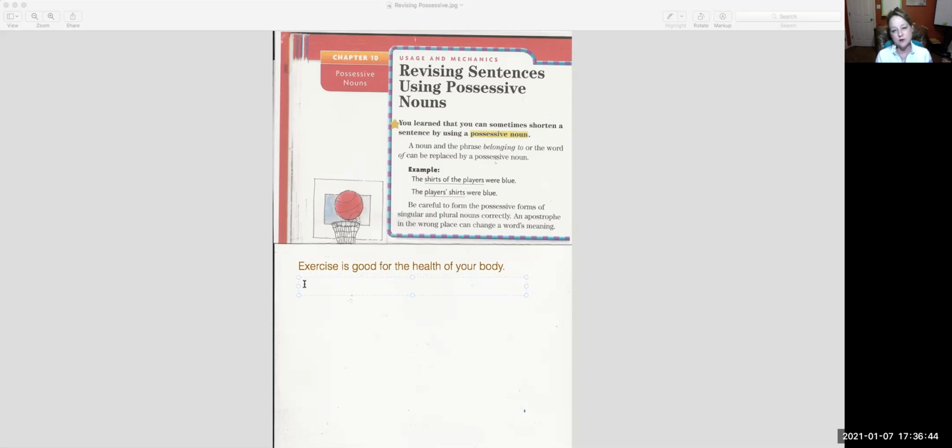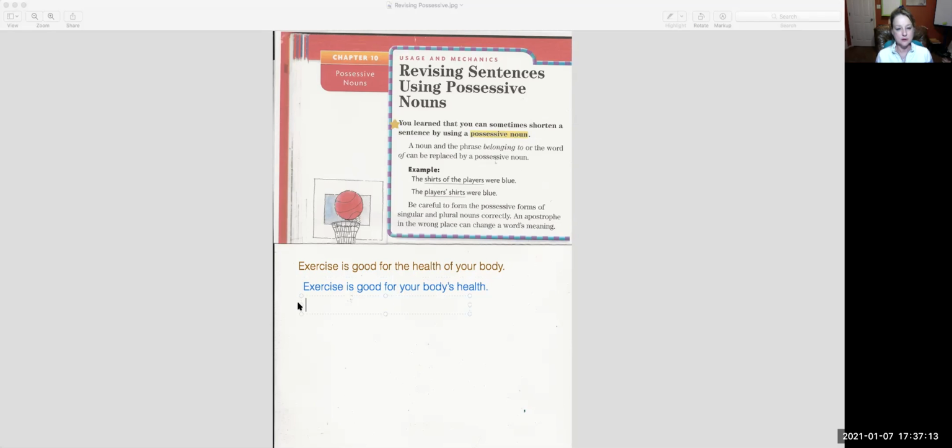Exercise is good for the health of your body. How can we change that? Maybe we can change it to say exercise is good for your body's health. Yeah, that sounds a lot better. Exercise is good for your body's health.